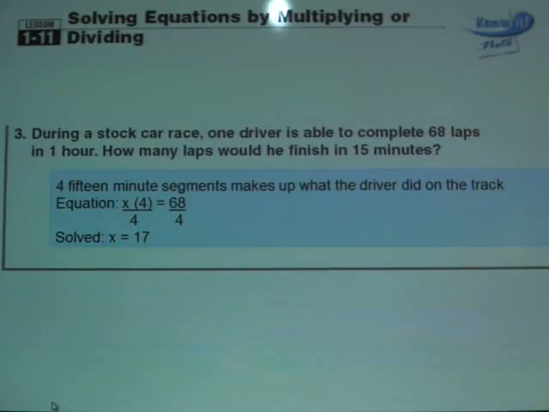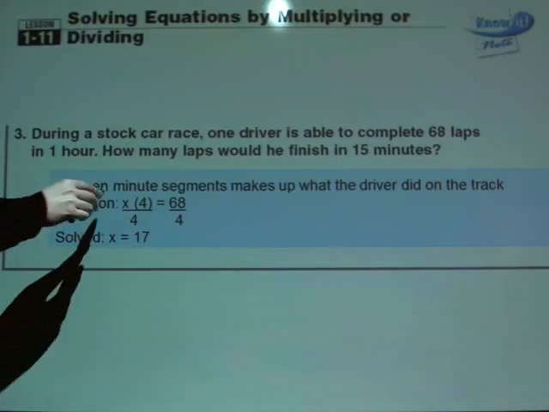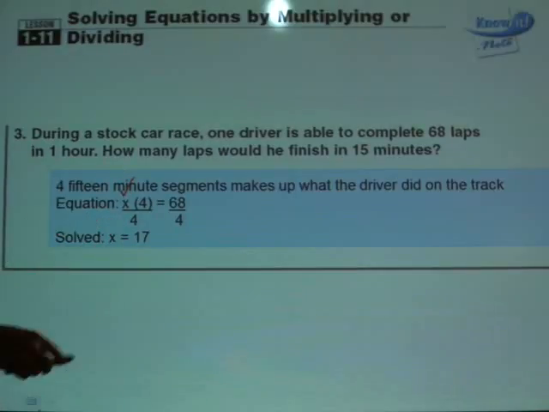So my equation says x times 4 has got to be 68. Again, because there's 4 15-minute segments, 4 times however many laps he did in each one of those segments would equal 68. So, taking a look at that equation that I just wrote, keep my variable on the left. Well, I do have x there, that's good. Keep my number 68 on the right, because numbers belong on the right.